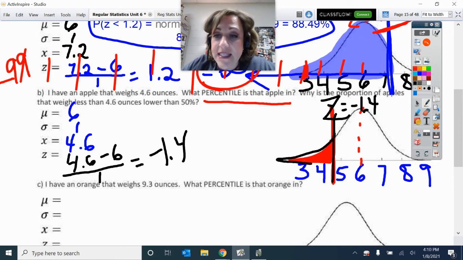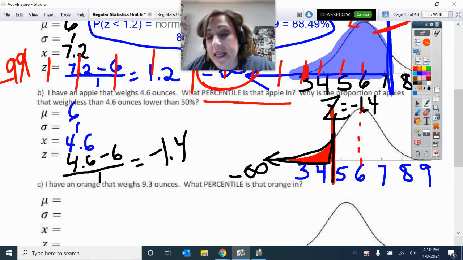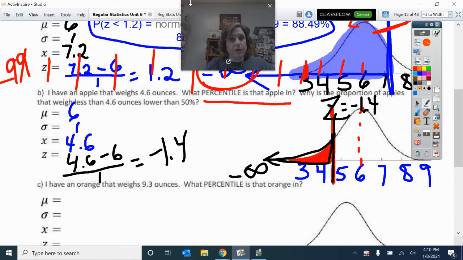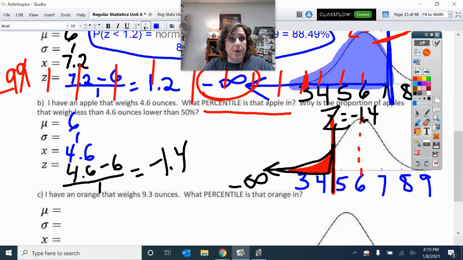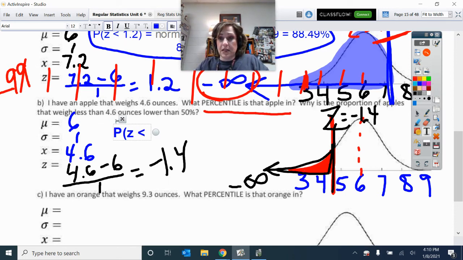So how do I get this area? I'm going down to negative infinity. So from least to greatest, I'm going from negative infinity up to negative 1.4. So let's do this. Probability notation. Find the probability that the z is less than negative 1.4. Okay, that's the probability notation.